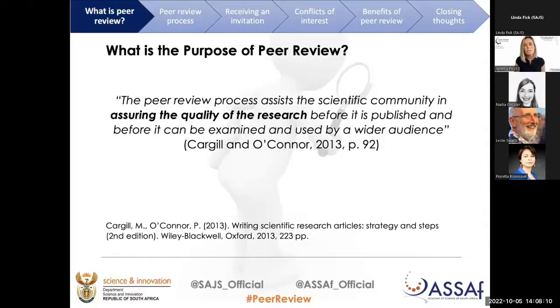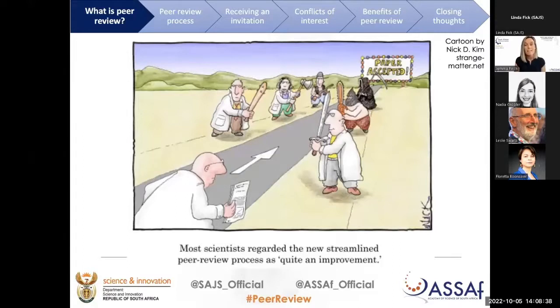So first of all, what is peer review and what is peer review aiming to achieve? Now, according to this quote by Cargill and O'Connor, really peer review here centers around quality assurance and quality control, checking the quality of a manuscript before it is published and before it is released to a wider audience. So this we can think of as a gatekeeping exercise. And I think this echoes many people's perceptions of what peer review is, checking quality control before allowing publication to take place.